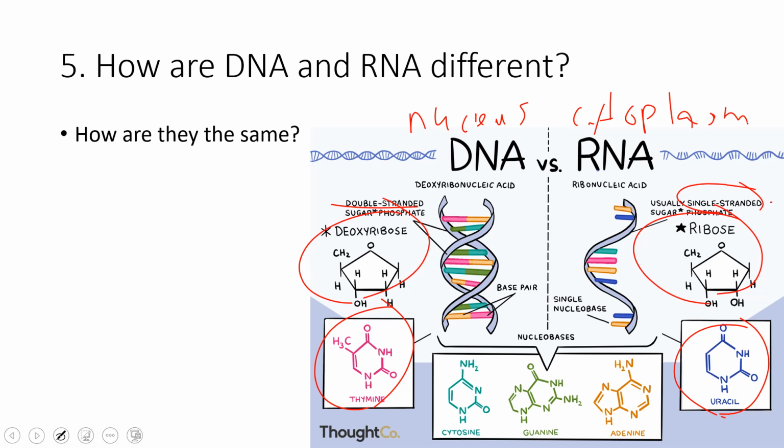So that's all the ways that it's different. How are they the same? They're both made out of nucleotides. They both have phosphate groups in them. They both use those bases that I mentioned just a second ago. And they are both critically important for protein synthesis.